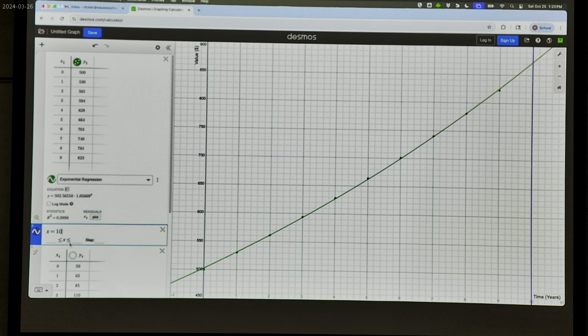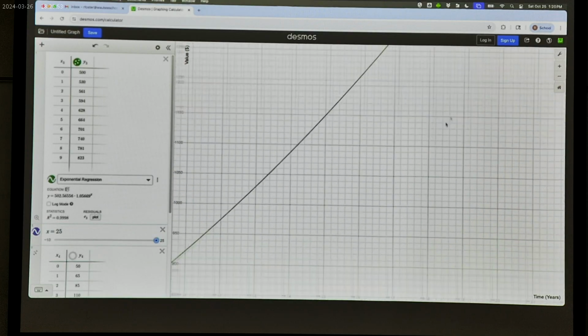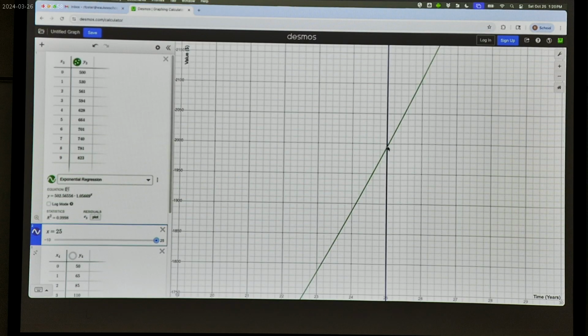What will the value be after 25 years? Okay, all right, here we go. So 25. This one, I don't need to really zoom out. I just need to scroll over. So time all the way there it is, and time equals 25. Almost $2,000. So okay, that's pretty good.